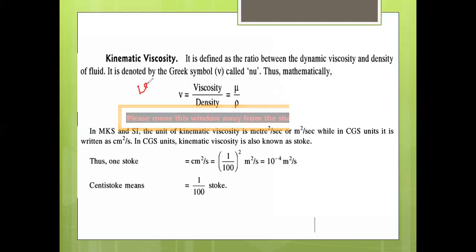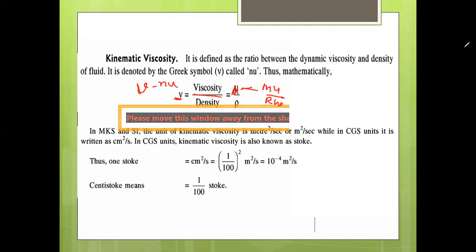Kinematic viscosity is denoted by the symbol nu. This is a new symbol. Kinematic viscosity is the ratio of dynamic viscosity to the density of the fluid. Here mu is the dynamic viscosity. So mathematically it can be written as nu is equal to mu upon rho.